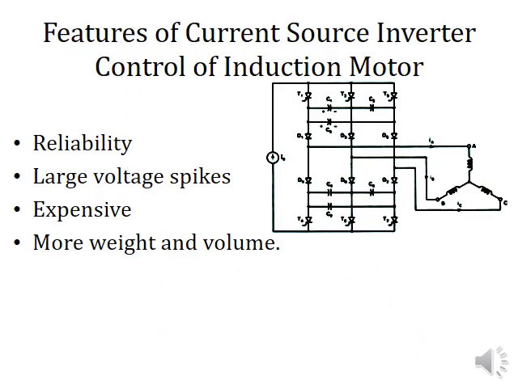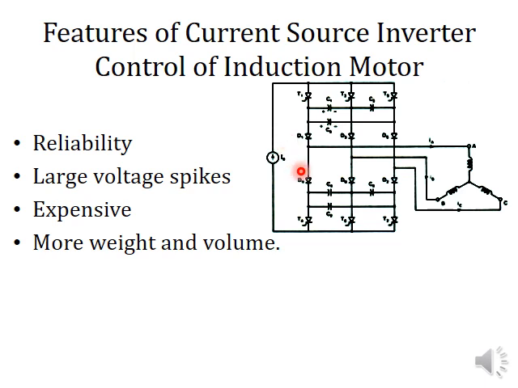Next, we will discuss some of the features of the CSI fed induction motor drive. First one is reliability. We know that we have 6 thyristors in the inverter. If any 2 thyristors of the same leg, for example in the first leg we have T1 and T4, conduct at the same time due to the commutation failure of any of these 2 thyristors, then there is a chance of short circuit. In the case of a voltage source inverter, it may cause severe damage to the system.